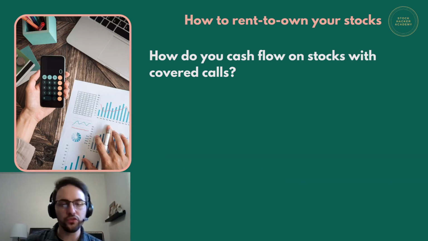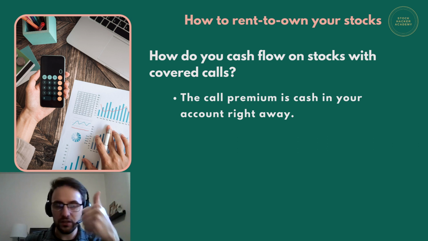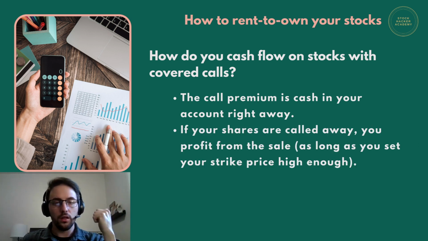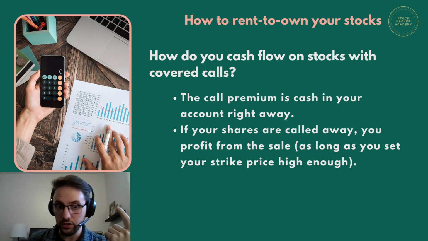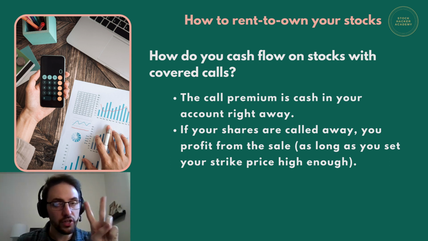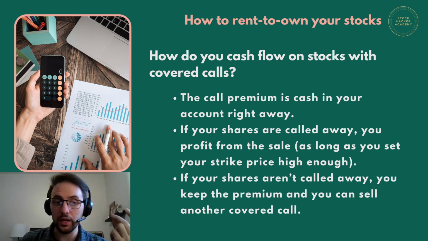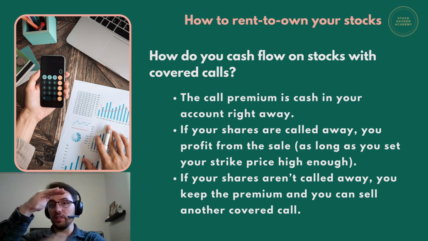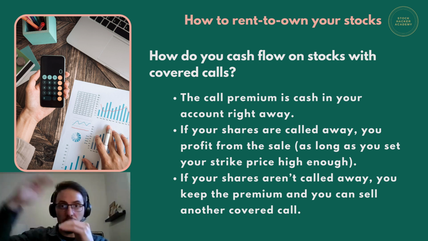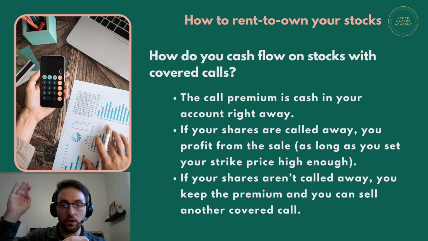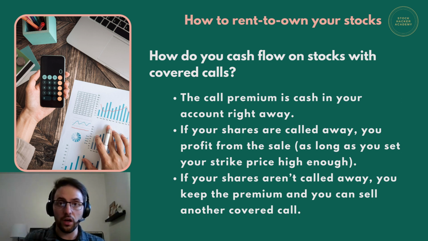So how do you cash flow on stocks with covered calls? This is the juicy stuff, okay? Well, there's the call premium. That's in your account right away, no matter what. If your shares are called away, there's profit on the shares. Now, here's the interesting part. If the shares aren't called away, if the buyer doesn't buy, you keep them, but you also keep the premium. So let's say that stock price never hits $107, they don't get called away. That condition isn't met. They don't get called away. And you keep the $50 and you can write another covered call. You can start to do this over and over again.